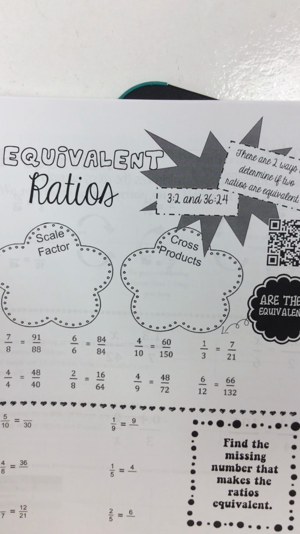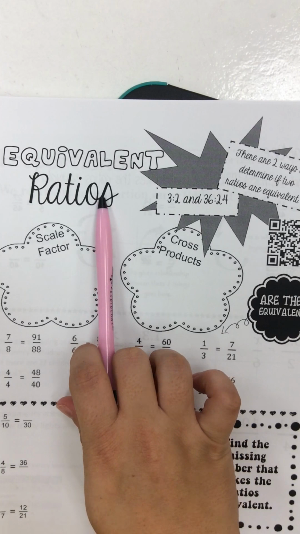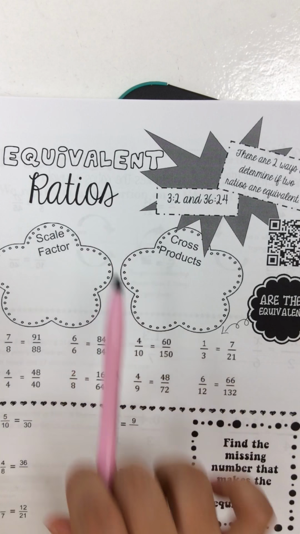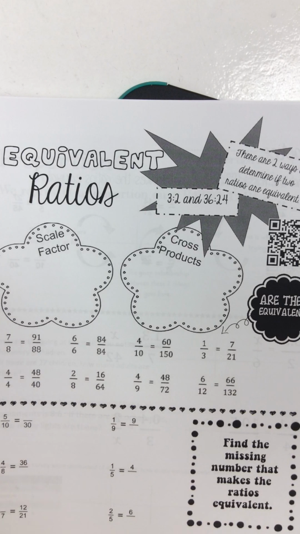Okay, these are the notes over page 49 in your math journal over equivalent ratios. So we already know that the word equivalent means that they are going to be equal. And ratios are when we are comparing two different units, two different numbers, quantities. So we are going to be determining if two different ratios are equivalent or if they are equal.